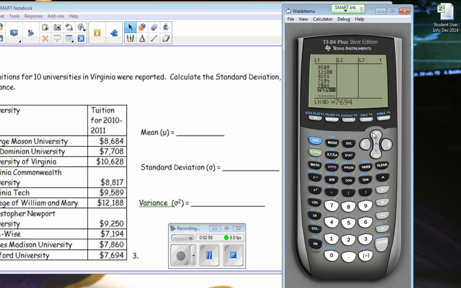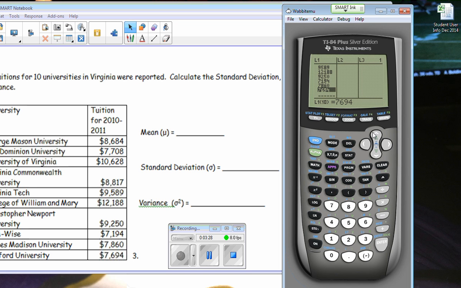what does that mean? Do you see that on the calculator? You should have that in yours as well, where it says L1 and then parentheses 10. What do you think that means? There's 10 values. That's a way for you to double check yourself sometimes. You should have 10 numbers in your list. We have 10 universities, so I know I entered all of them. I didn't skip any. Just a way for you to double check yourself.